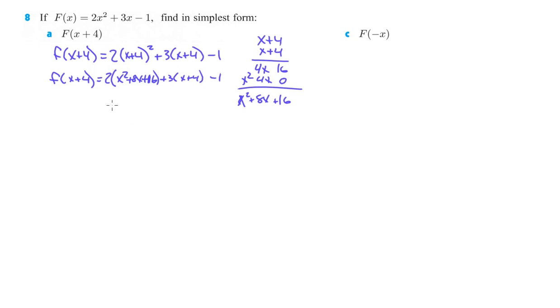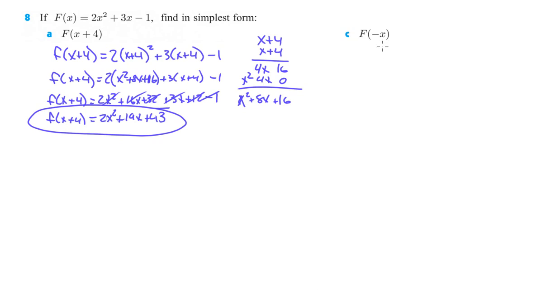Now I'm going to distribute through to both of these. So f of x plus 4 equals 2x squared plus 16x plus 32 plus 3x plus 12 minus 1. And then our last step is to just collect like terms, right? So we only have 1x squared. We've got 16x and 3x, that's 19x. And then 32 and 12 is what, 44, right? 44 minus one more is 43.